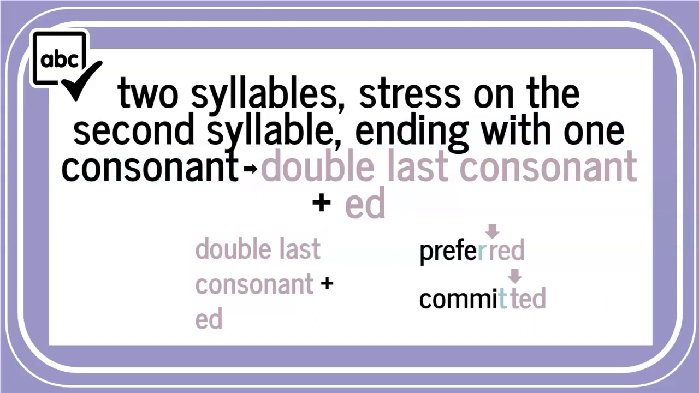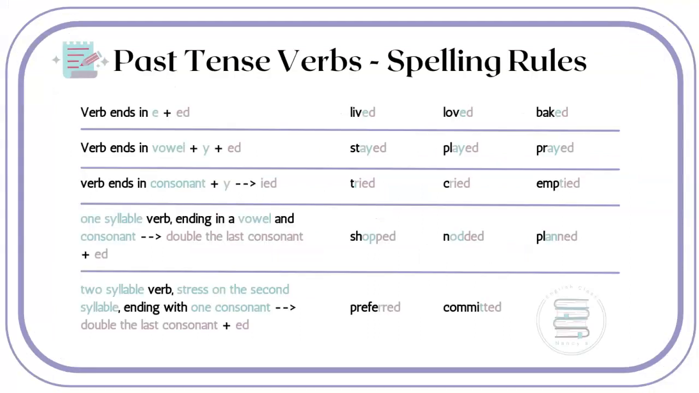So let's put it all together. 2 syllables, stress on the second syllable, ending with 1 consonant. We double the last consonant and add ED. So, preferred, we have double R, ED. Committed, double T, ED. And those are the rules to follow for our regular past tense verbs.